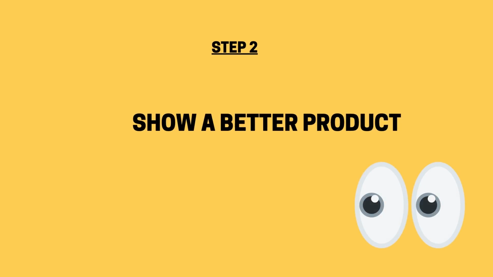Step number 2, show a better product. What do I mean by that? When you walk into a brick and mortar store, a regular store, let's say, for example, you want to buy a garlic press. If you walk into a brick and mortar store, you can actually hold up that product, you can weigh it in your hand, you can look at it, you can test it out. You can talk to a shop assistant and ask them for their feedback. You're basically using your 5 senses.